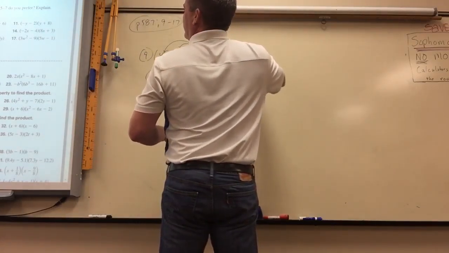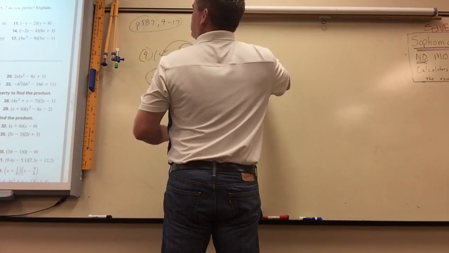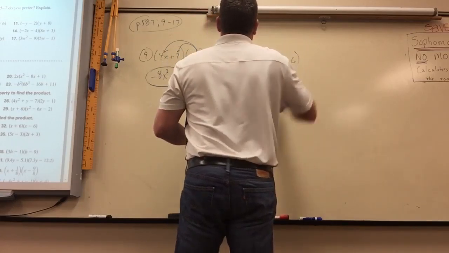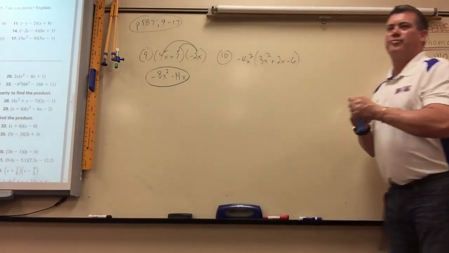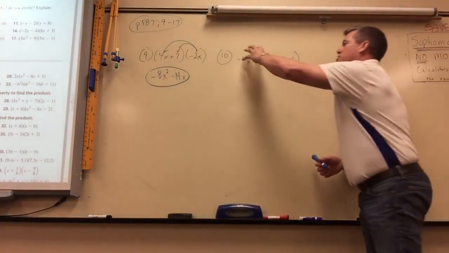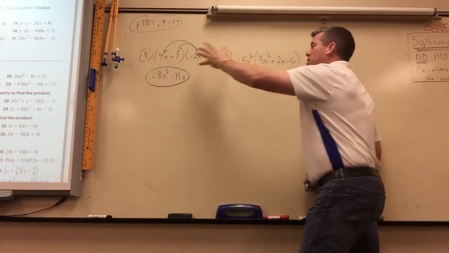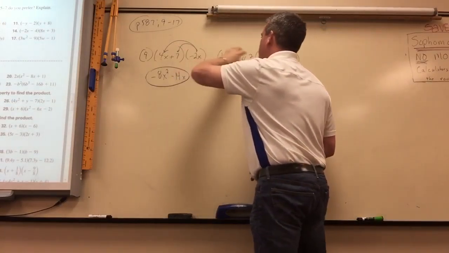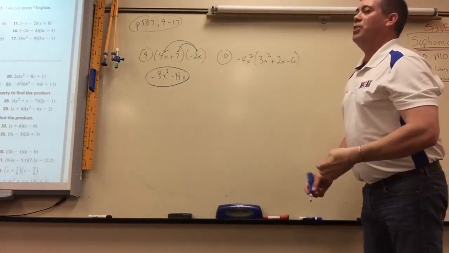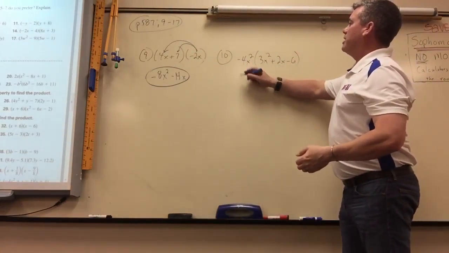Let's do 17. So, 10 is another easy one because it's just one term times this whole thing. It's the same as this except they put the term in front instead of at the end. So all we got to do is distribute the negative 4x squared through.